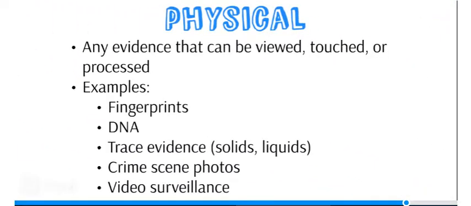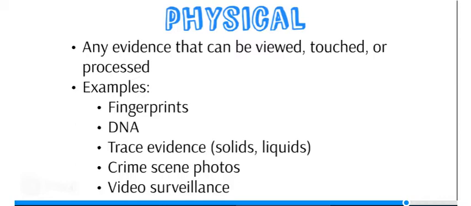All right, physical evidence is up next. This is any evidence that can be viewed, touched, or processed. This must be processed by an actual legitimate forensic laboratory. You cannot just be like, I did a DNA test at my house. Okay, we can't use that in court. Some examples are fingerprints, DNA, trace evidence, so a hair that's found somewhere, or a super tiny speck of blood that's found in someone's car, or things like that.